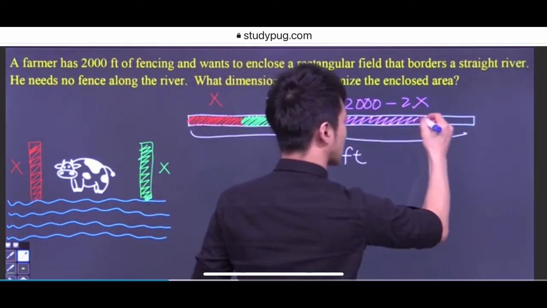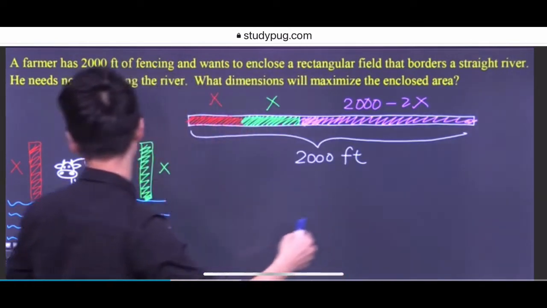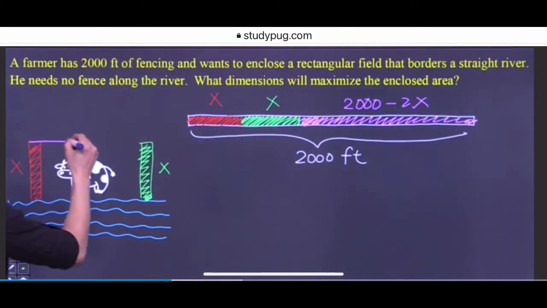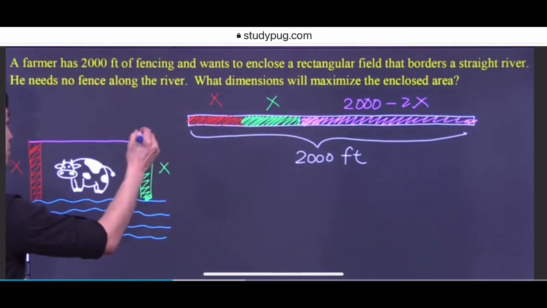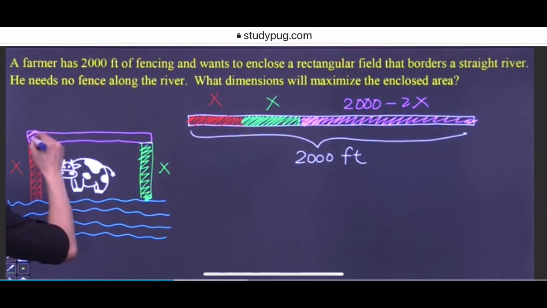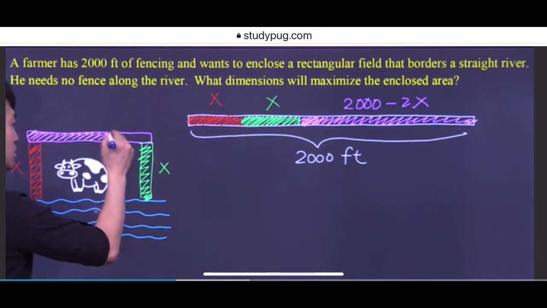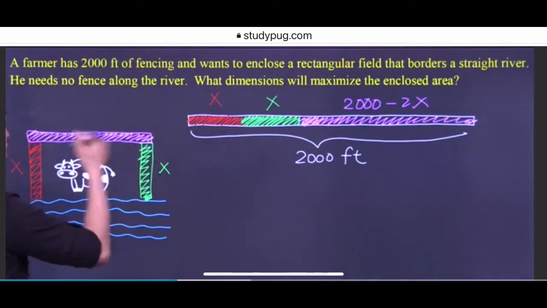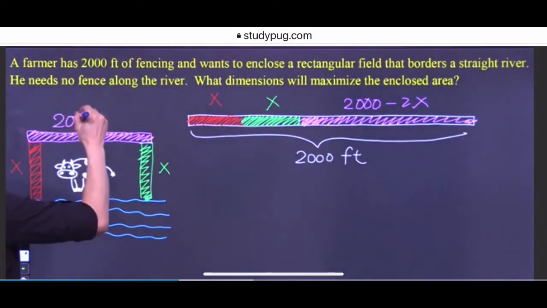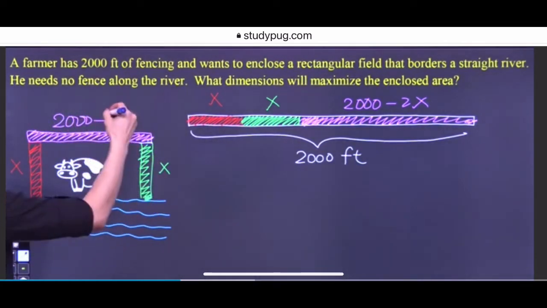So the remaining section right here, we're just gonna put it right over here, up top. Okay. So the last piece of the rectangle has the length of 2,000 minus 2x.